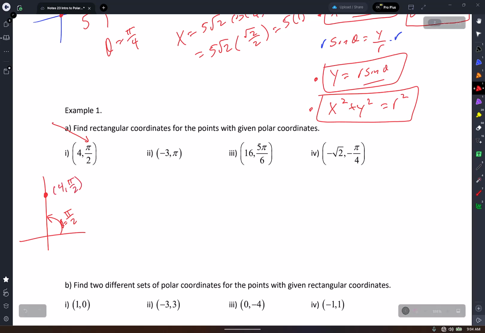But in rectangular coordinates, that's the same thing as, what's your x value? 0. What's your y value? 4. So if you're right on the y-axis or the x-axis, it's going to be pretty simple to do. There it is. 0, 4. That's an x. That's a y.